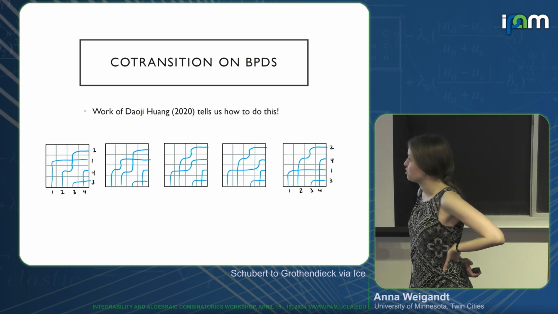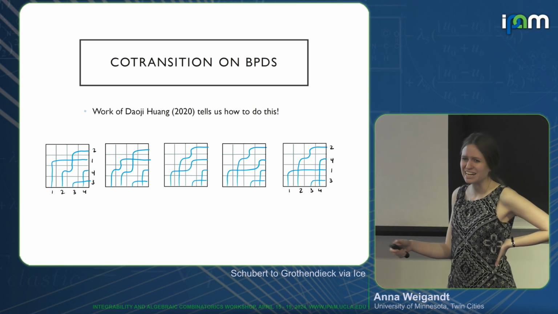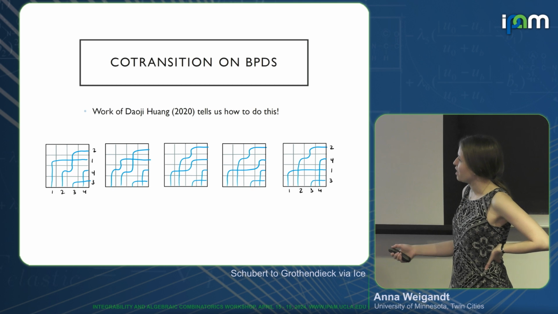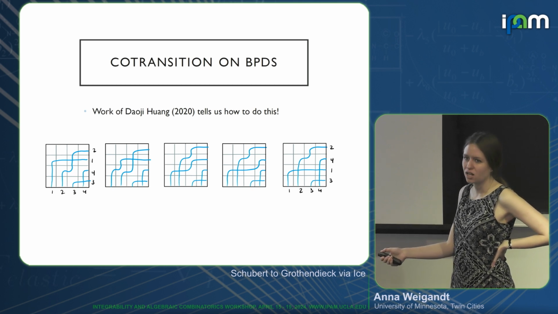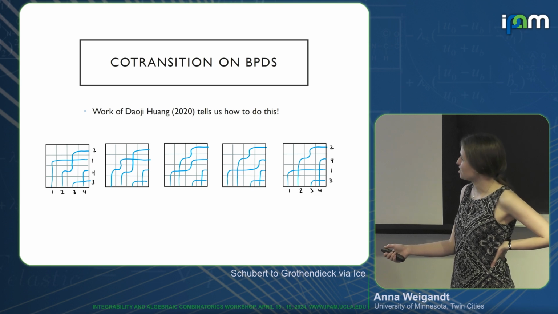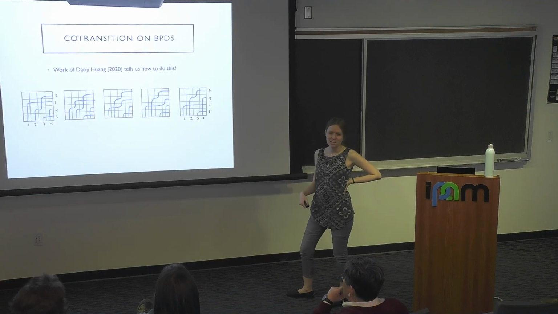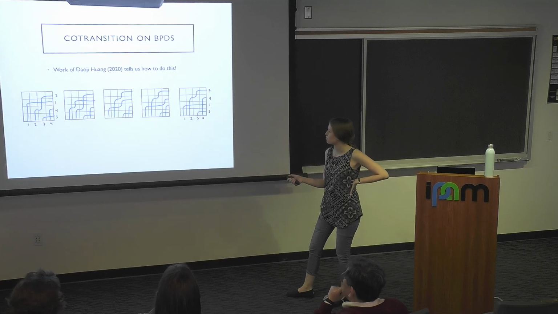And thankfully, work of Daoji Huang tells us how to do this. So you do almost an insertion algorithm on bumpless pipe dreams where I say, hey, I'd really like a new box in column 1. And there's an elbow in the row or in the column preventing me from doing that. So I'm going to try to bend this over. And when I do, oh no, I got a bump. What a disaster. I don't want a bump. So I would change it into a crossing. But changing that into a crossing would have made a double crossing, so now I need to swap that cross and the bump. And there's a whole thing. And you keep going and iterating until you've resolved to an honest-to-goodness bumpless pipe dream.